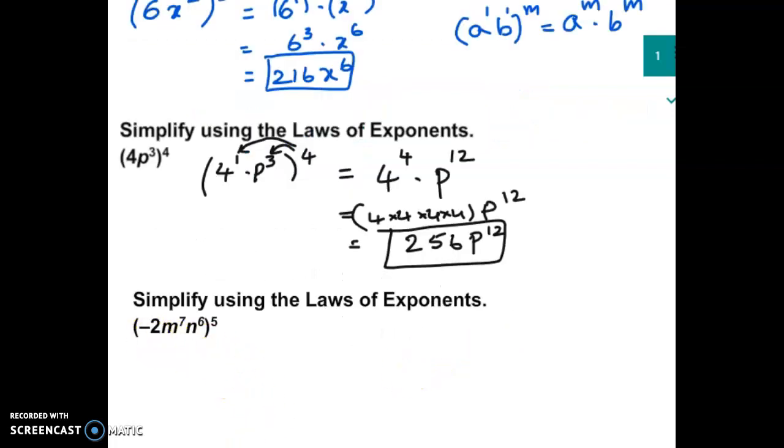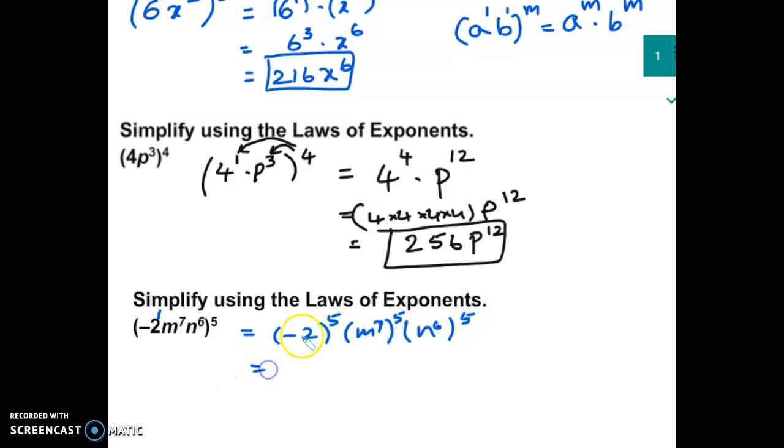One more question on this type of problem. So I see negative 2 m to the 7 n to the 6, to the fifth exponent. So negative 2 doesn't have an exponent, so we're going to write 1 as an exponent. So let's distribute the 5 to all three factors. So it's going to get negative 2 to the fifth exponent, and then m to the 7 to the fifth exponent, and then n to the 6 to the fifth exponent.